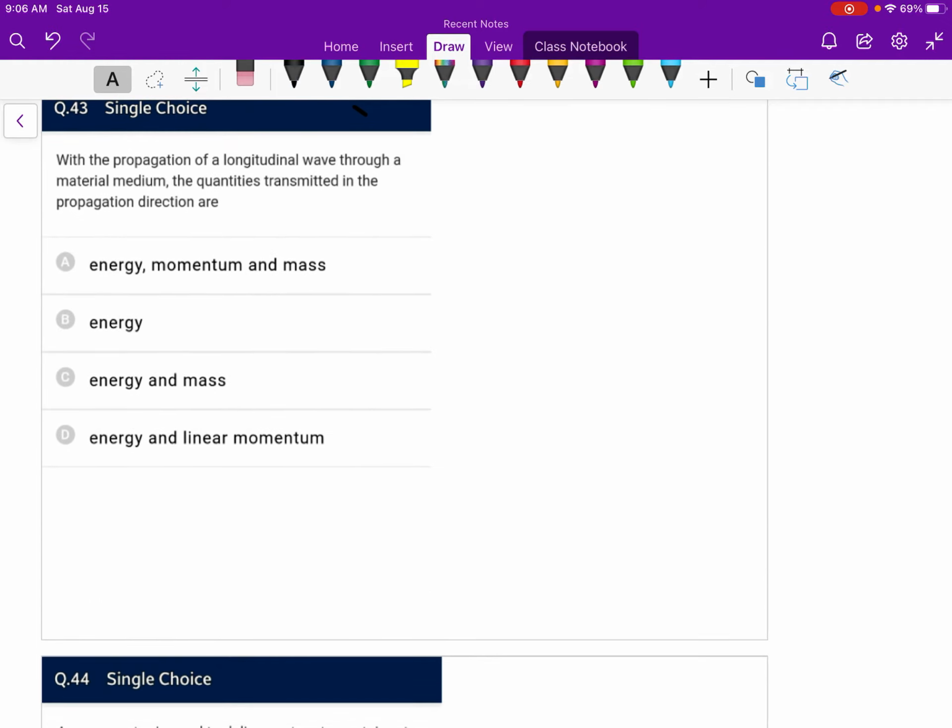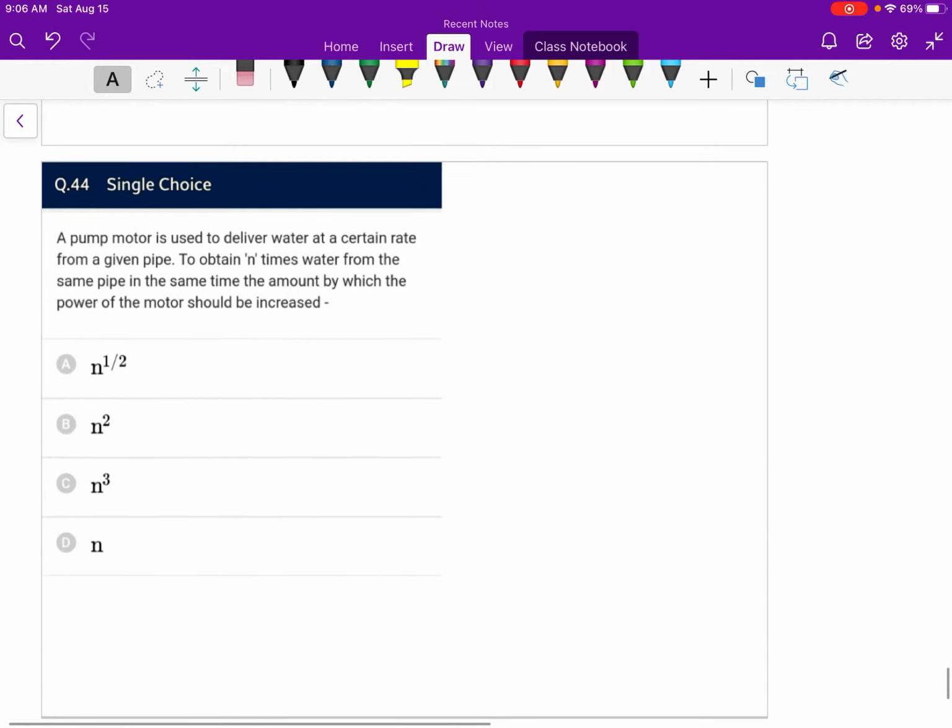In the propagation of a wave through a material medium, whether it is transverse or longitudinal, both energy and linear momentum are transferred. Not just energy, both energy and linear momentum are transferred. So according to me, option D should be correct.